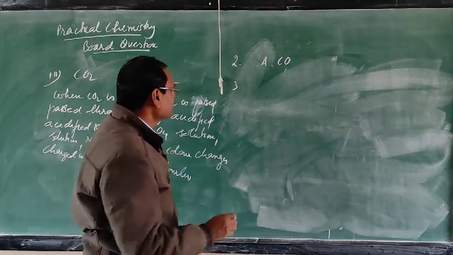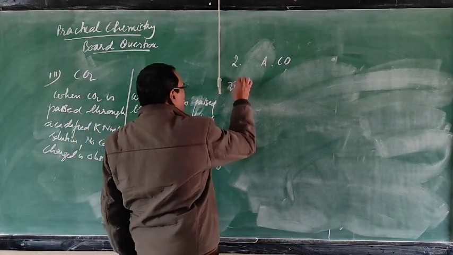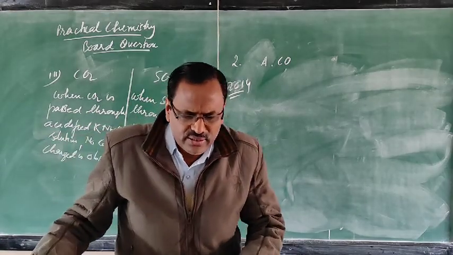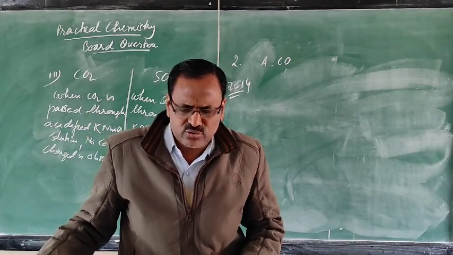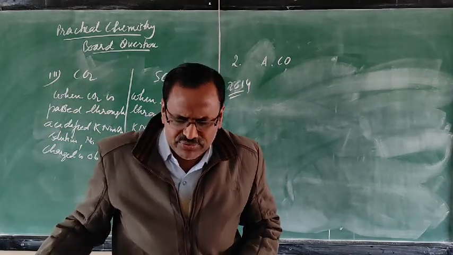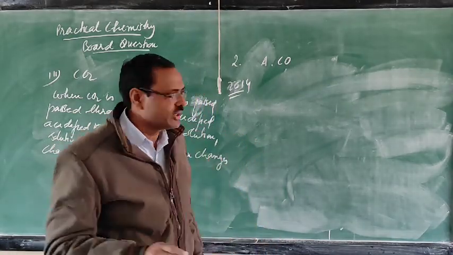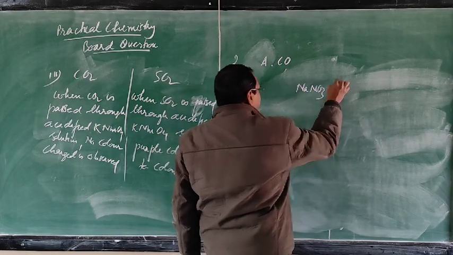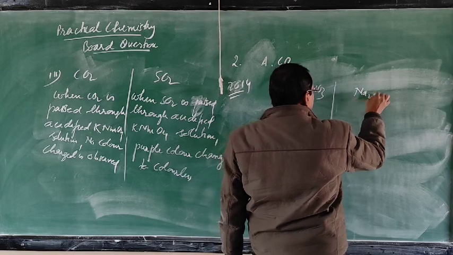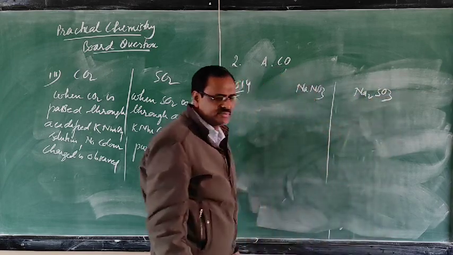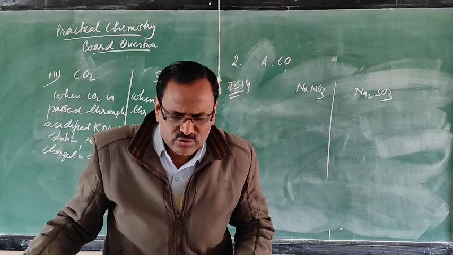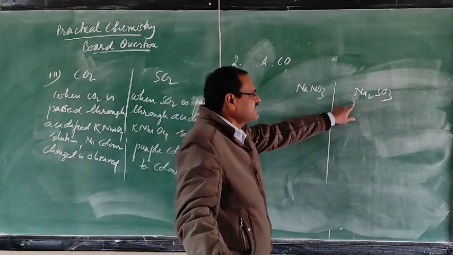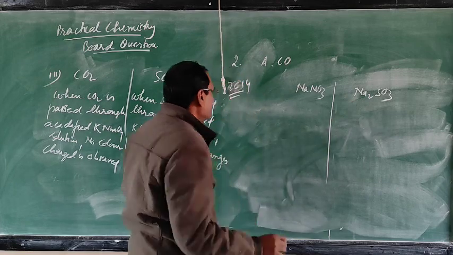So then 2014. Now 2013 is over. 2014: Distinguish between sodium nitrate and sodium sulfide using dilute sulfuric acid. So for sodium nitrate and sodium sulfide, we have to use dilute sulfuric acid. When the dilute sulfuric acid is added, in one case a gas is released, and here no gas is released.